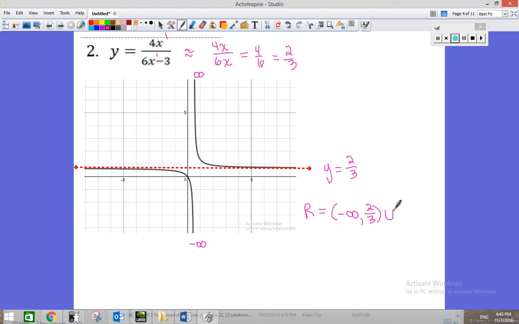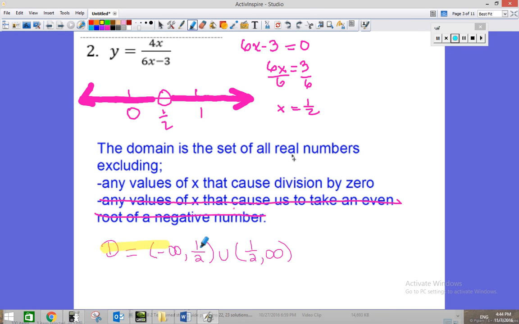Then, if you're above this line, above where y equals 2/3, all the way to infinity. So that one was pretty difficult for the range. But the domain, we can definitely figure out. So I hope that helps with problem number 2.